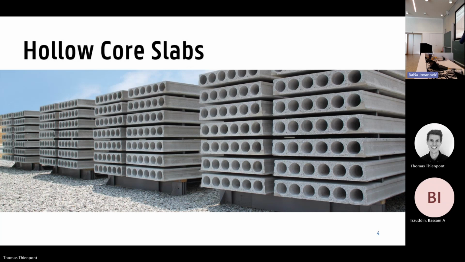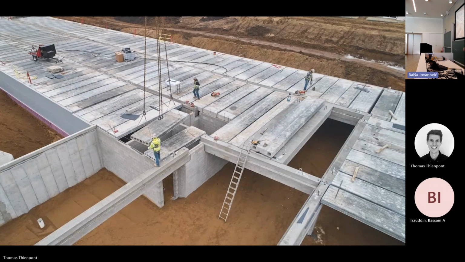And we typically use them for flooring. Actually, if you look up right now, the ceiling above you, these concrete members are actually hollow core slabs. That was also one of the reasons I wanted to have this room, because it's a nice example. And these are slabs which are just from the factory waiting to be installed. And when they are installed, it looks more like this. So you can make very large floors with them, and it's a very fast way of working.